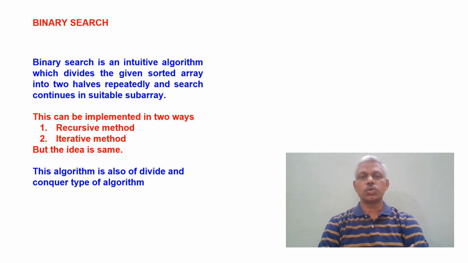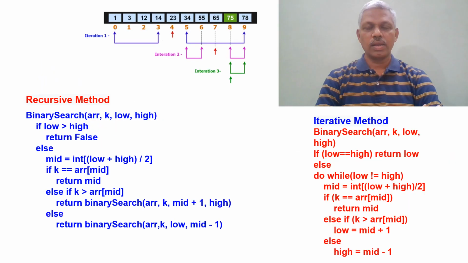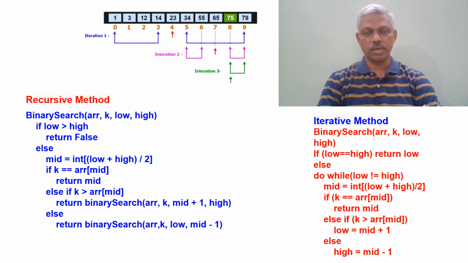This can be implemented in two ways. One is a recursive way, another is an iterative way, but the implementation is similar. And this is also a divide and conquer type of algorithm, which divides the given array into smaller subarrays. Now we will look into the recursive type of method or algorithm.